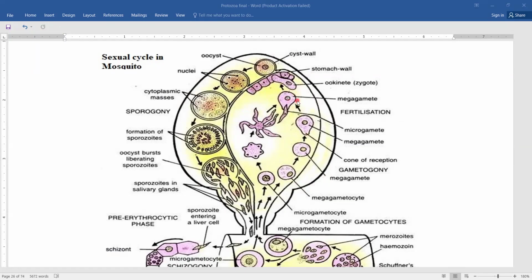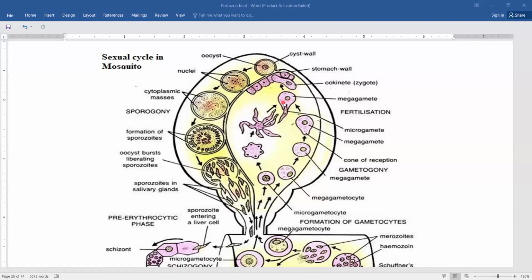Then, I'm just explaining the diagram outline. We will again go to each and every point in detail. You should follow the diagram very keenly. If you understand the diagram, then it is easy to remember the concept. Okay. So anyway, the fertilization has occurred.